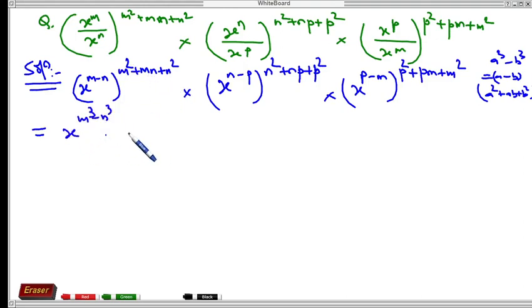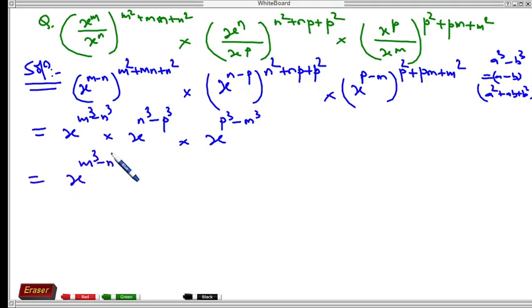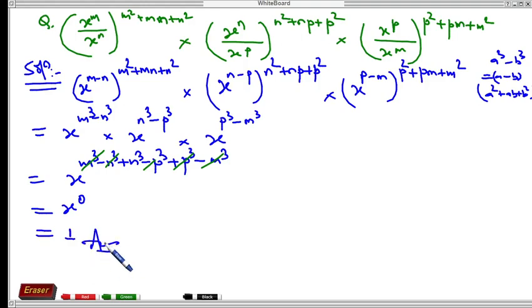Then here x to the power n cube minus p cube, similarly in this step, and all are in a similar pattern. That's why you can write p cube minus m cube, and simply add all the powers of x: x to the power m cube minus n cube plus n cube minus p cube plus p cube minus m cube. So m cube, n cube, p cube cancel. That's why you can write this is x to the power 0, which equals 1. In this way we find the solution, dear students.